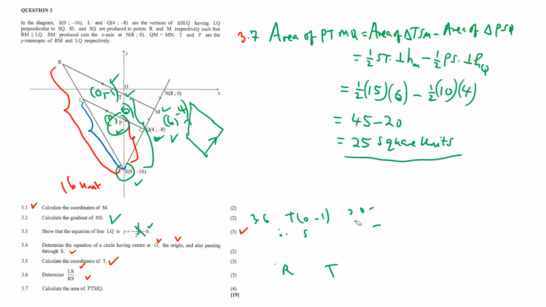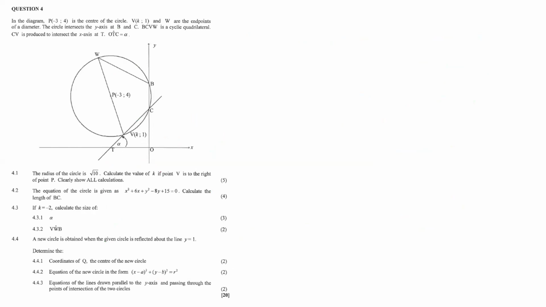Right, so the area is that. But obviously you can use the area of a trapezium method, so it's also very much okay. But yeah, this would be the area of PTMQ, which is exactly 25 square units. You can also use the area of a trapezium formula. Okay, so we are done with that one. And we proceed now to move to the next question. We look at question 4, which is next.